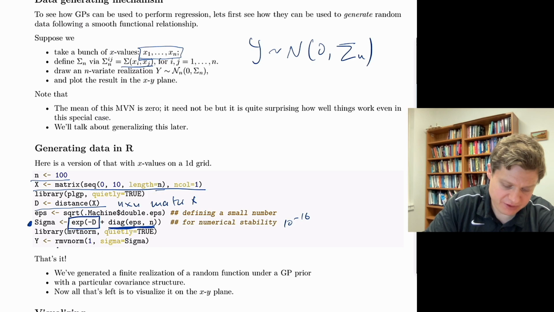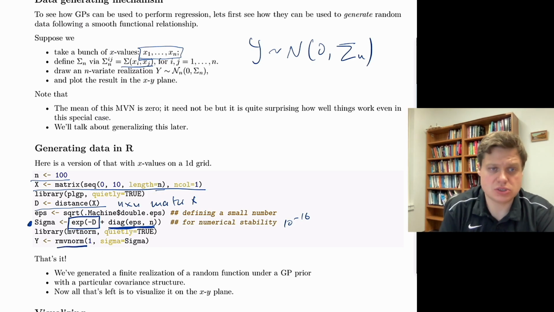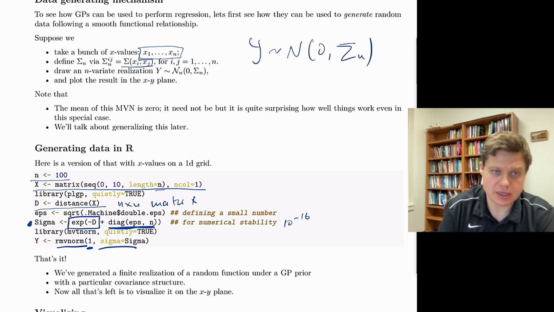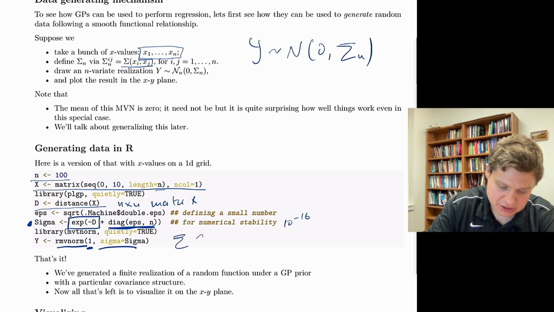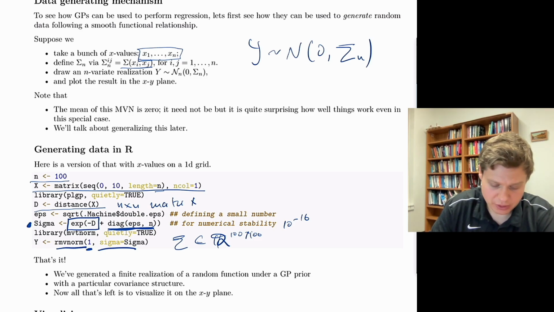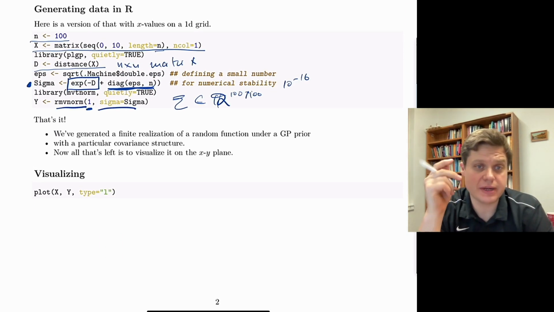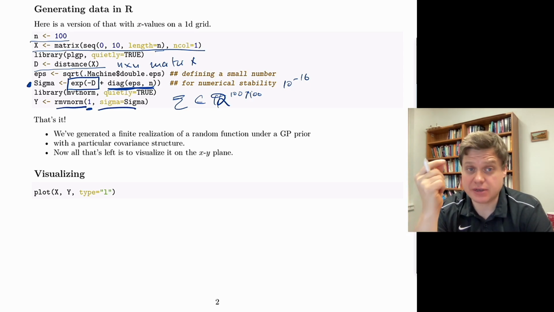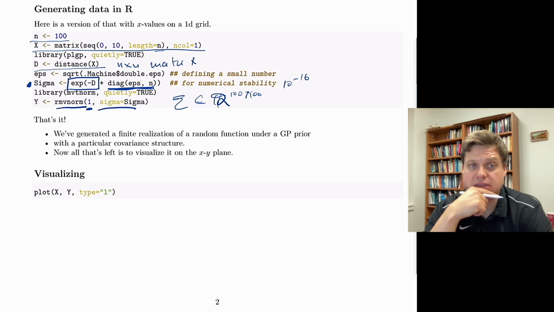this rmvnorm. It's a function that allows us to draw samples. We're just going to draw one sample from this multivariate normal, and you remember the sigma matrix is of size 100 by 100 in this case. So it's a 100-dimensional normal that we are going to draw, and that's it. So we generated a finite realization of random function on the Gaussian process prior, and we generated it with a specific covariance structure. So the covariance structure was exponent of negative distance.